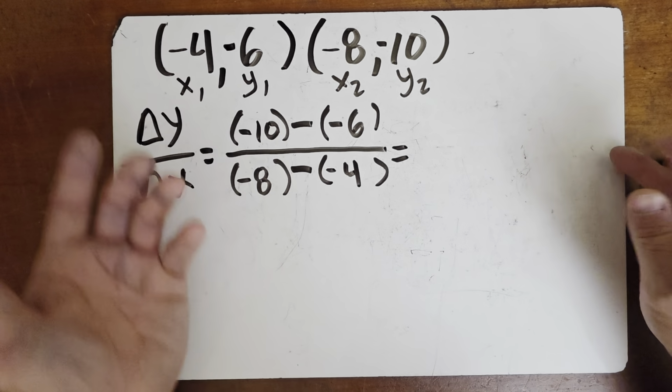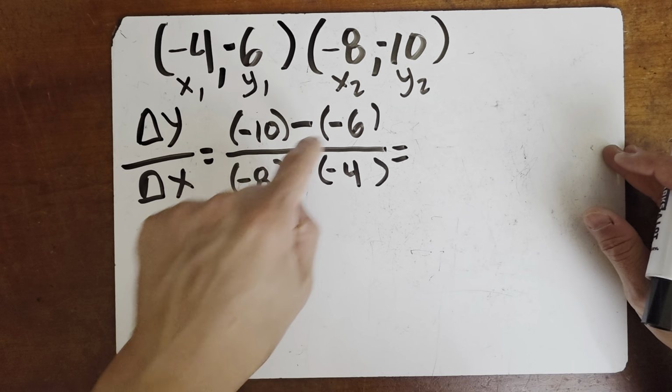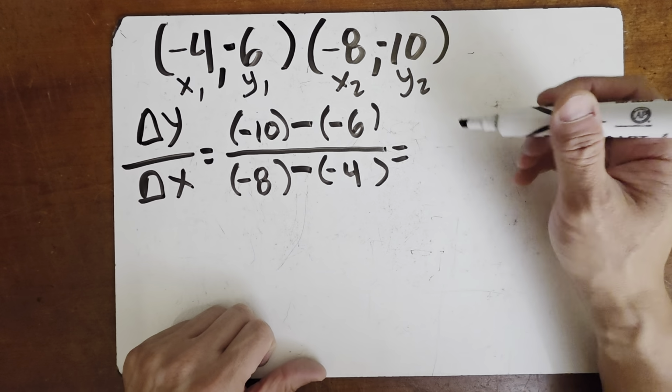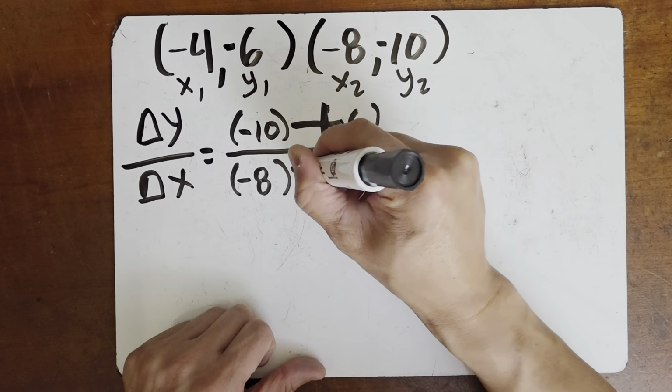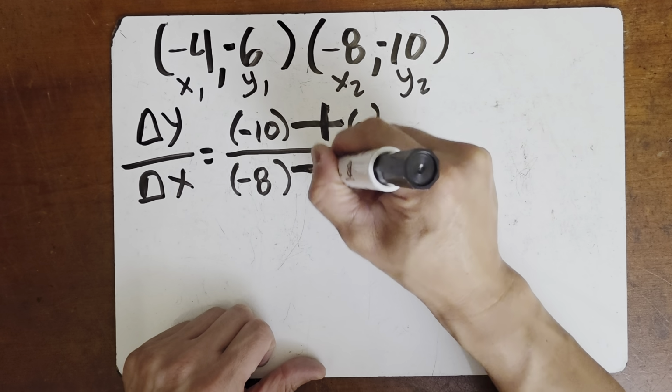So we're looking for an additive inverse. That's two negative signs right next to each other because they turn into a plus sign. So I'm going to turn this into a plus sign. And I'm going to turn this into a plus sign. There you go.